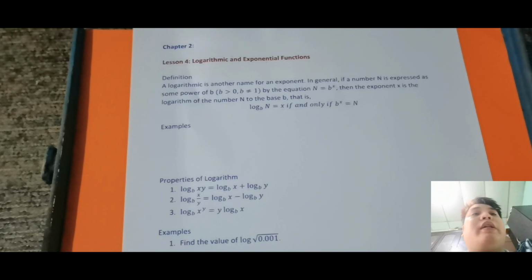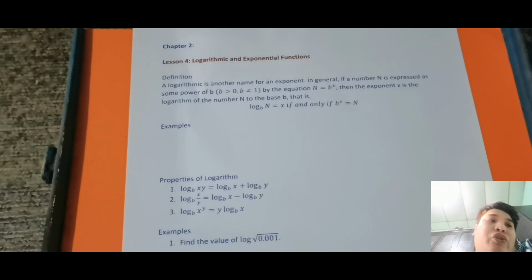We have the logarithmic and exponential function. Familiar na rin siguro kayo sa logarithm or logarithmic function and exponential function. Again, magkaiba ang equation sa function. Ang function is a relation, ang equation is a statement.